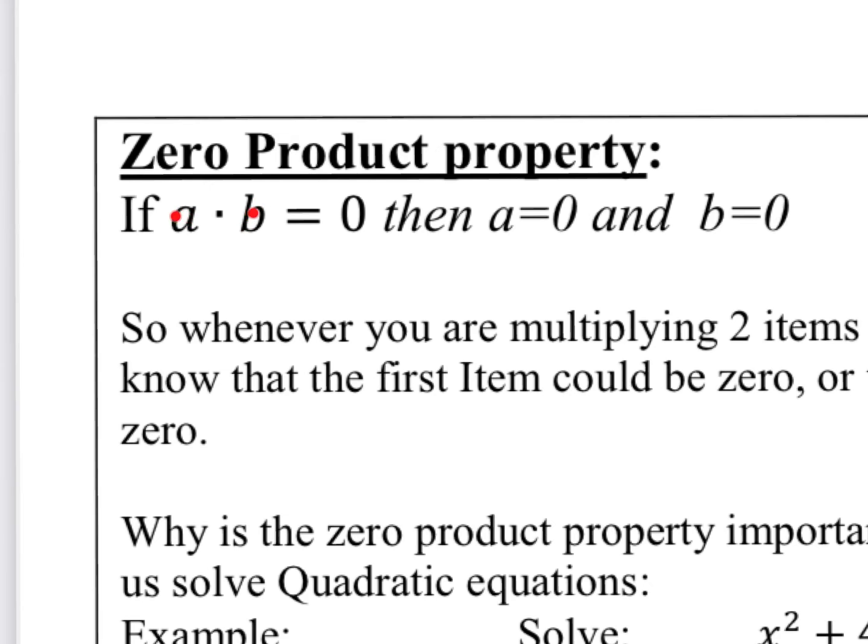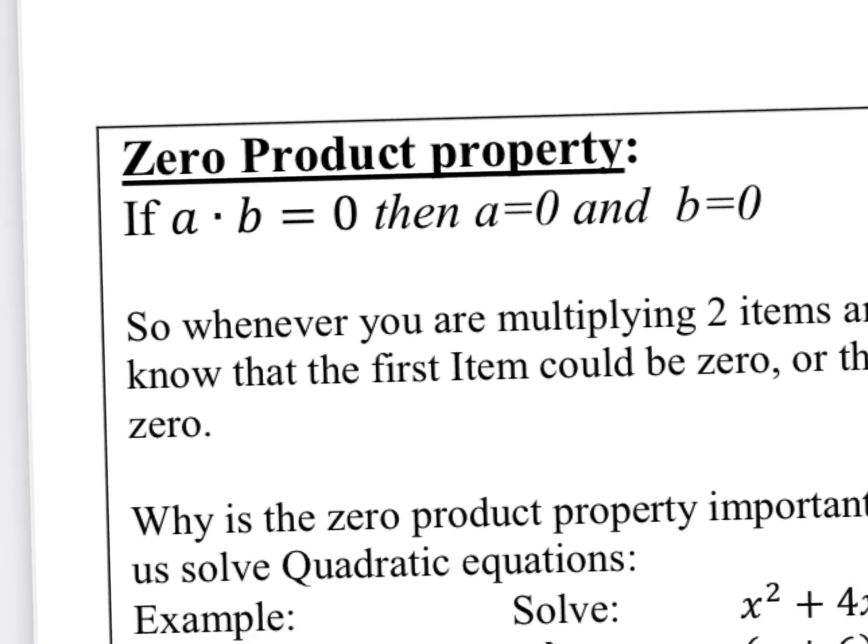If you take any 2 numbers and multiply them and you get 0 as an answer, the first one could be 0 or the second one could be 0 or maybe both of them are 0. But one of them has to be a 0. That's the truth about multiplying 2 numbers and your answer being 0. Okay, zero product property. So why do I want to be able to do this backwards?